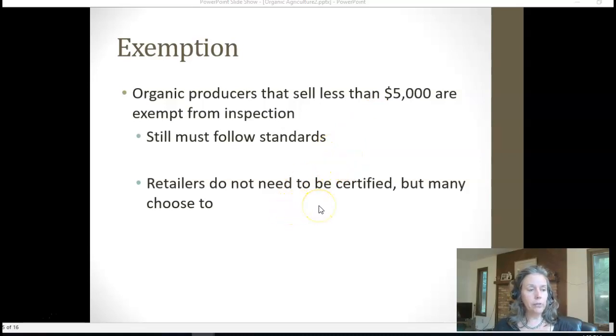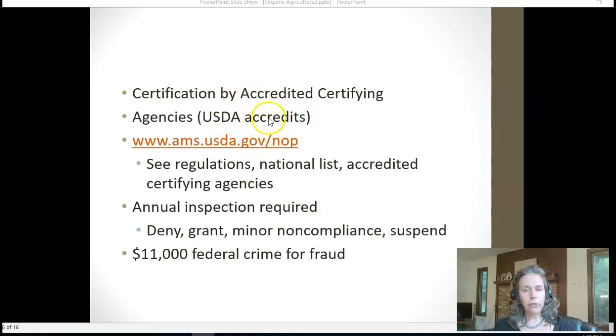Retailers do not need to be certified. EarthFare, for example, doesn't have to be certified, but many retailers do choose to get certified. So these are some resources for you to know about organic certification. It's actually, I would say, a very interesting job that you might consider at some point, being trained as an organic inspector and doing annual inspections.